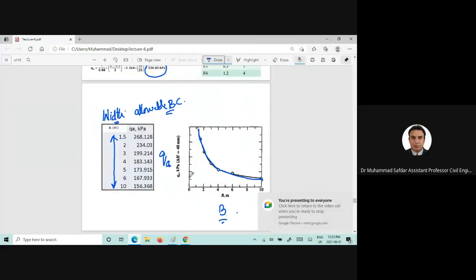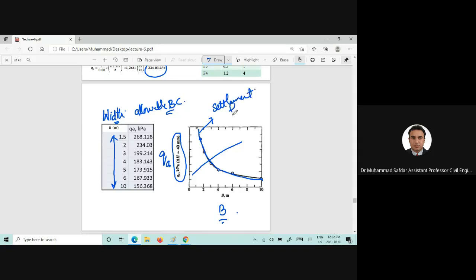So in here you can clearly see that we are now focusing on the 40 millimeter settlement. Now if we want to draw this curve which is based upon the bearing capacity curve for the shear failure criteria, this is for the settlement failure criteria. This curve is for the settlement failure criterion, okay?